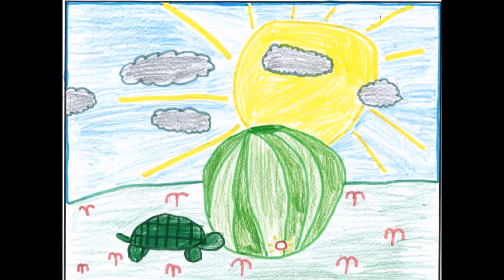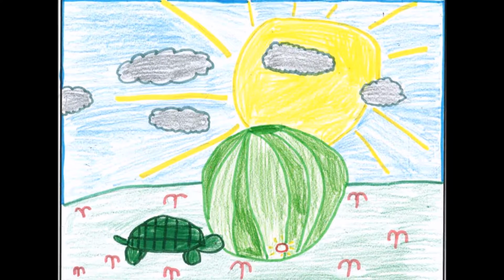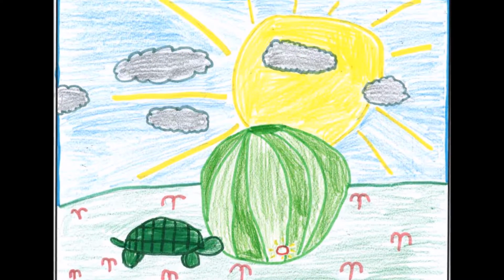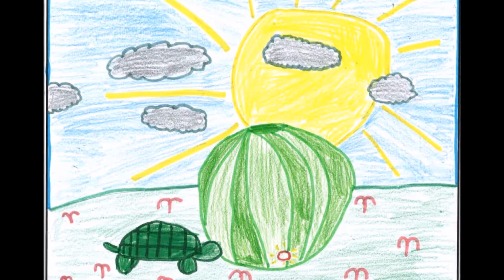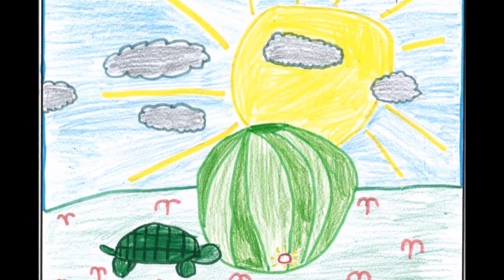A problem is one of the elements of a folk tale. In the folk tale Anansi and the Talking Watermelon, I drew Turtle bringing the talking watermelon to the king because Turtle could not figure out what made the watermelon talk.